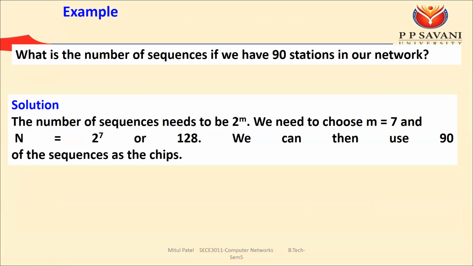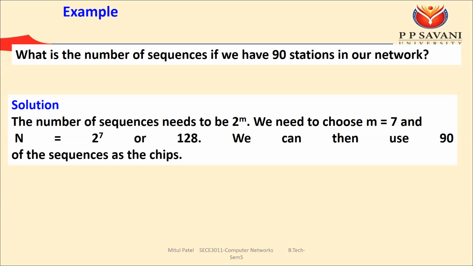What is the number of sequences if we have 90 stations in our network? If we have 90 stations, then W4 is not sufficient, W8 is not sufficient, W16 is not sufficient, W32 is not sufficient, and W64 is also not sufficient. We require W128. In W128, we have a total of 128 chip sequences.